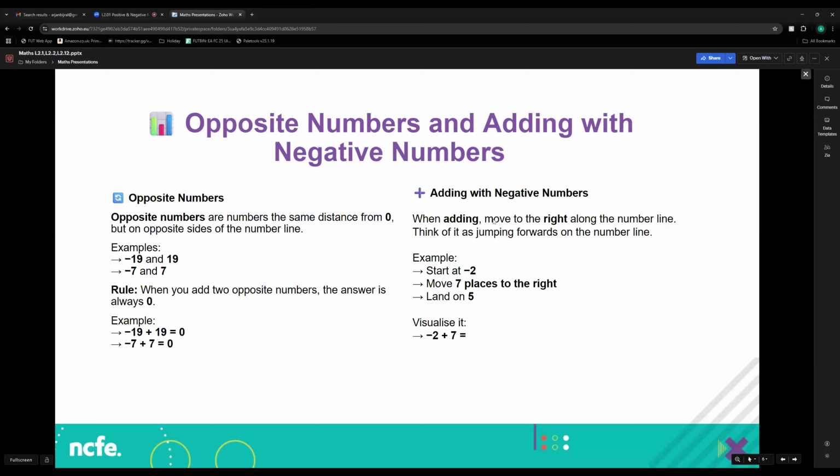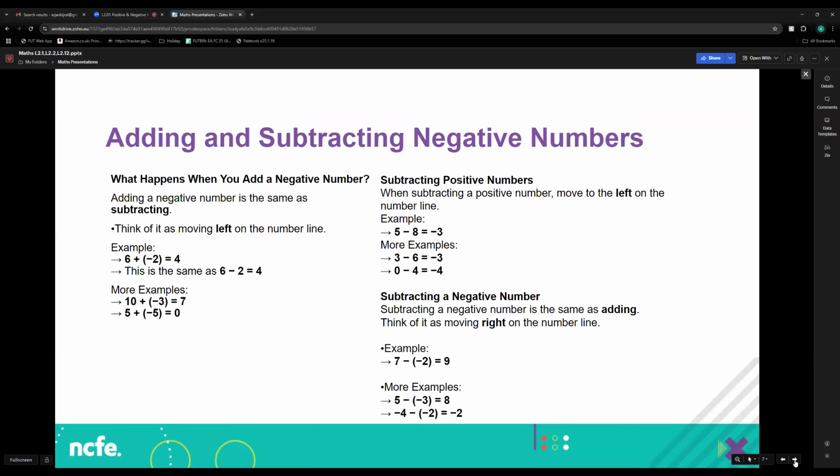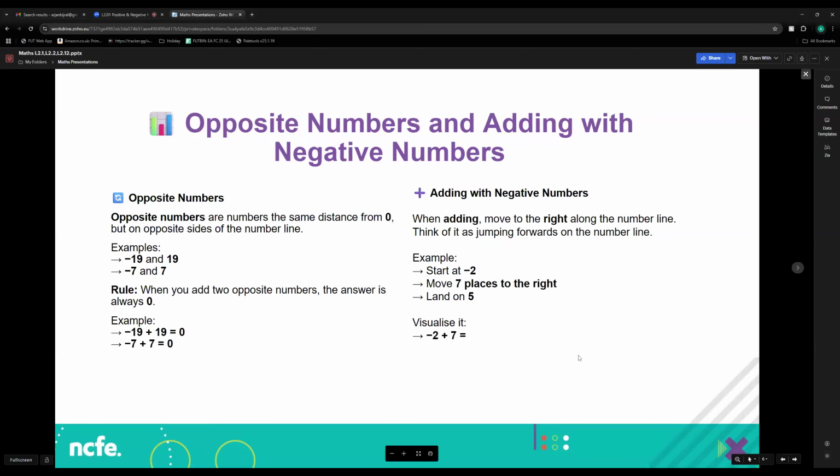When adding, move to the right along the number line. Think of it as jumping forwards on the number line. Start at number 2, move 7 places right, land on 5. I think that makes sense. When I'm adding negative numbers and positive numbers, I try to add enough of the positive number to make it to 0, and then add on the remainder. So I break up the sum into two sums.